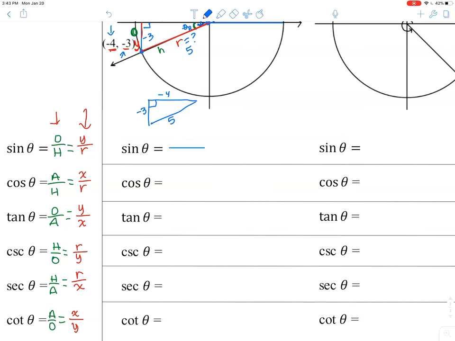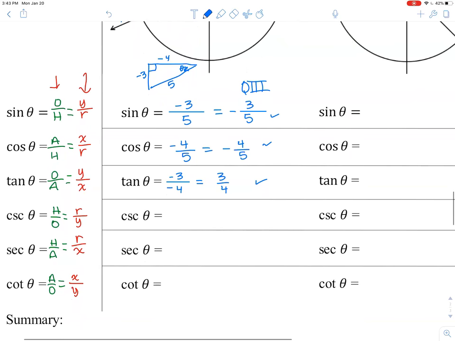Okay, so sine is Y over R, opposite over hypotenuse. So here's your theta reference. So that would be negative 3 over 5. Simplify that to negative 3/5. Cosine is adjacent over hypotenuse, or X over radius, and so that would be negative 4/5. And then tangent is opposite over adjacent, or Y over X, so that would be negative 3 over negative 4, or 3/4. So you'll notice that in quadrant 3, sine is negative, cosine is negative, and tangent is positive. Interesting, but that always happens in quadrant 3.